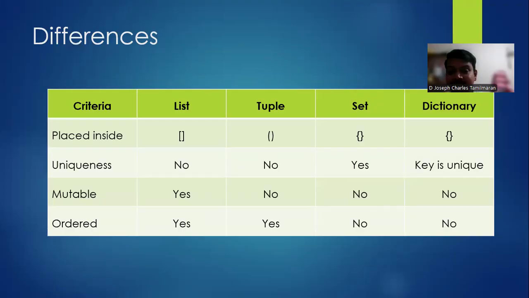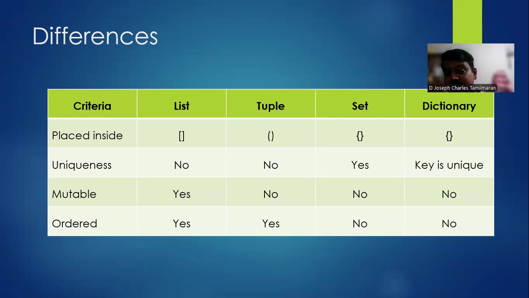Uniqueness of values: list will not consider whether it is unique or duplicate. Even if you give duplicate values, it will accommodate. Tuple also will accommodate duplicate values, but set will not accommodate duplicate values. It will have only unique values. Mutability: list is mutable, tuple is not mutable, set is also not mutable.